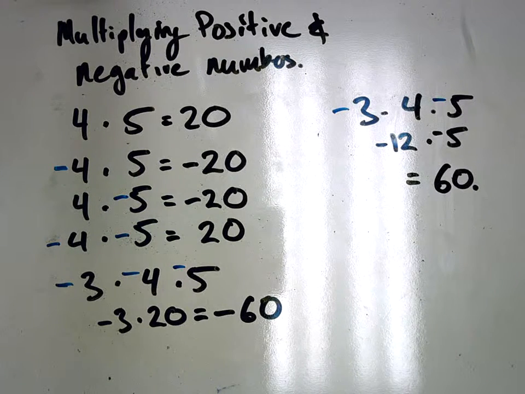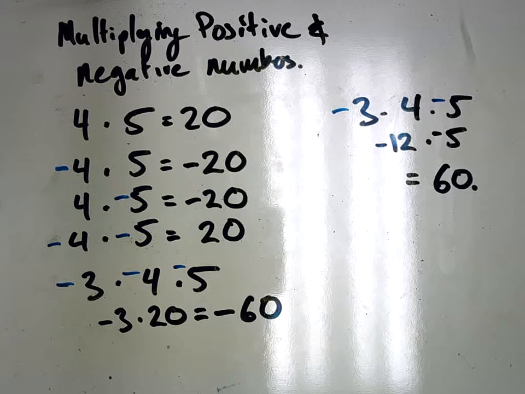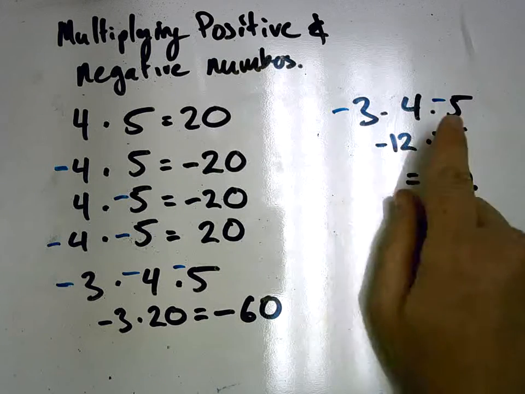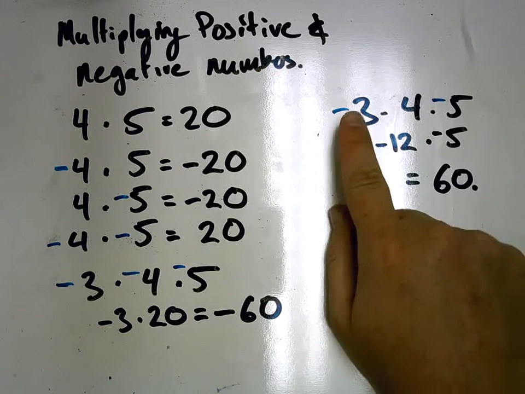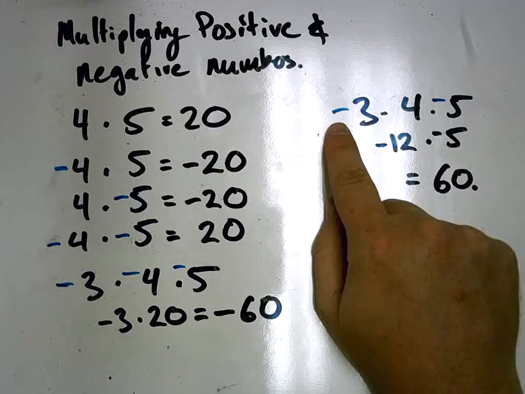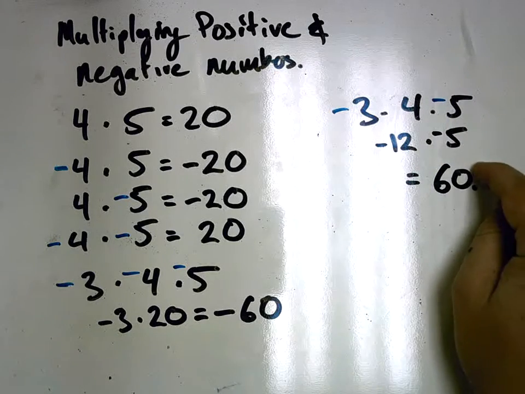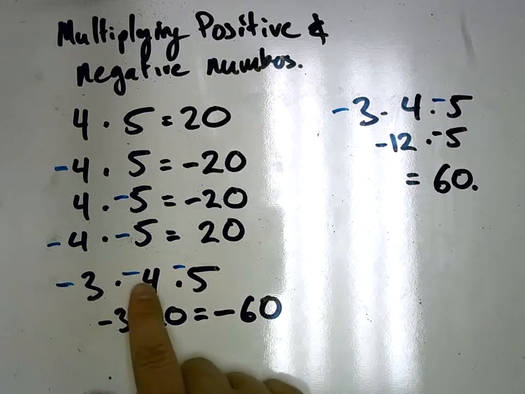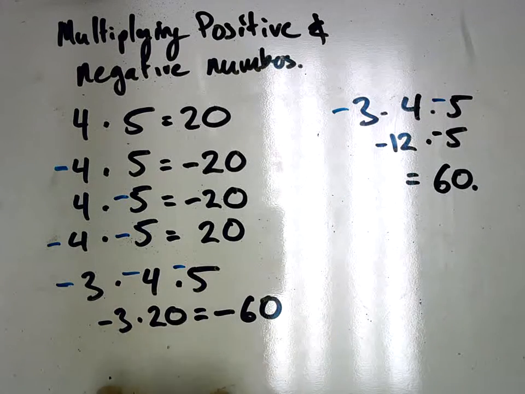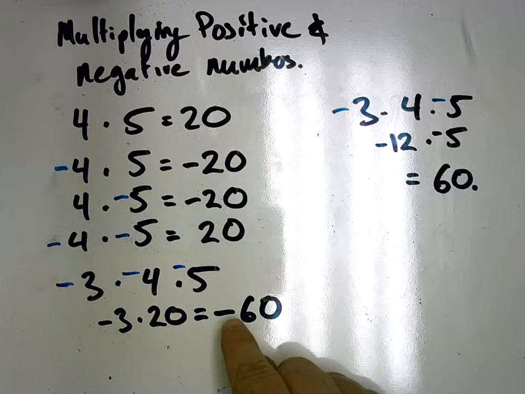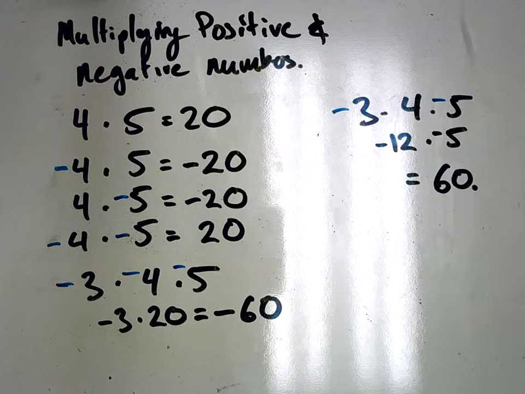So that's all there is to multiplying with negative values. One trick that helps when you have multiple terms: if there's an even number of negative signs, 1, 2, 2 is even, then the answer is going to be positive. If there's an odd number of negative signs, 1, 2, 3, 3 is odd, then the answer will be negative.